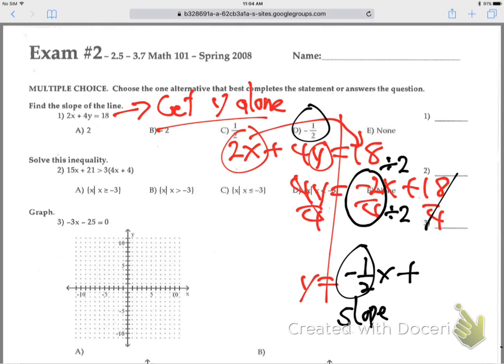Is that good before I move on to another one? So they ask you for slope, get y alone. It's the fraction next to x. You'll be able to do that in an hour? All right, let's go on to number 2. These change from hour to hour. Solve that inequality. Try number 2.